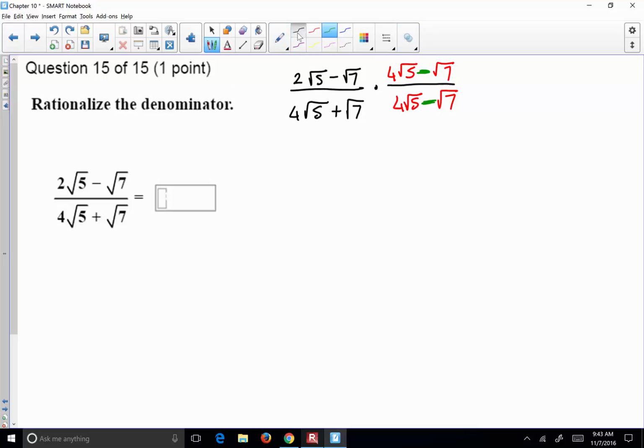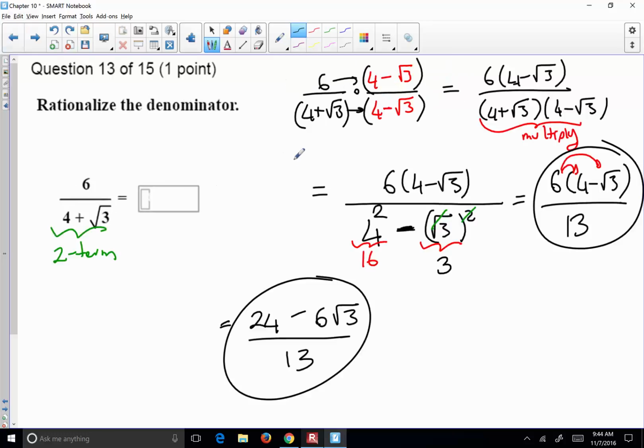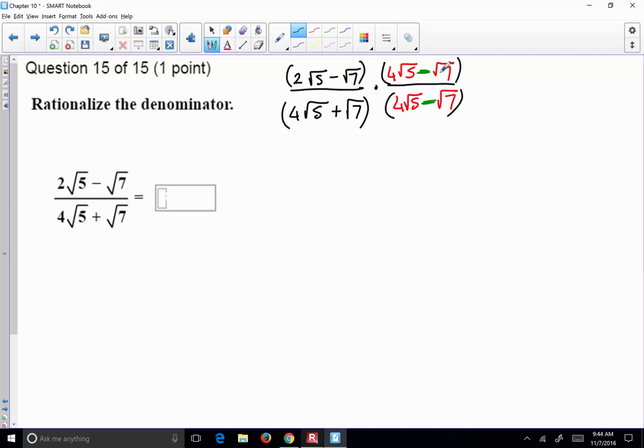And always use parentheses around all terms unless it's a single term. I didn't use parentheses around this one because it was a single term. That's why. This one is double, so I use parentheses. So look, I now bring them together into the same numerator. And multiply.